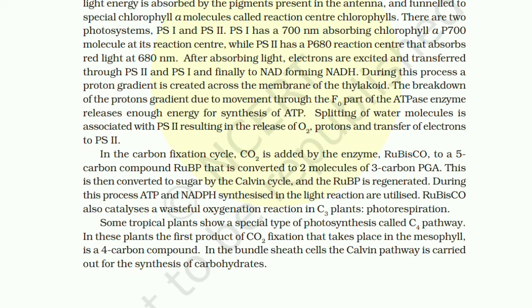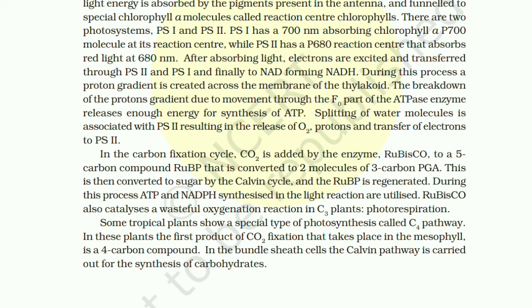After absorbing light, electrons are excited and transferred through PS2 and PS1 finally to NADP, forming NADPH. During this process, a proton gradient is created across the membrane of the thylakoid. The breakdown of the proton gradient due to movement through the F0 part of the ATPase enzyme releases enough energy for synthesis of ATP. Splitting of water molecules is associated with PS2, resulting in the release of O2, protons and transfer of electrons to PS2.